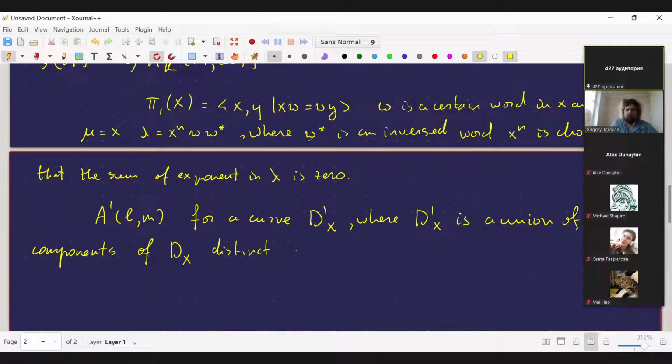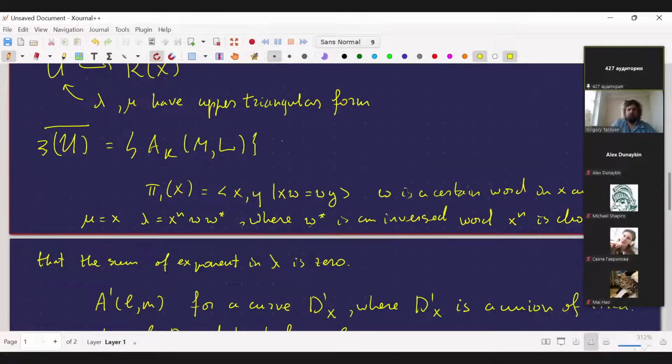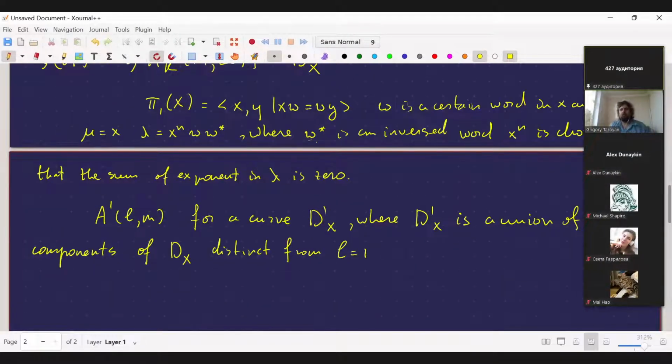distinct from the line L equals 1. So this is Dx. And this line L equals 1 corresponds to reducible representations. So we're not interested in them specifically because if we find an equation for Dx prime, then we will, of course, find an equation for Dx just by multiplying by an appropriate factor.